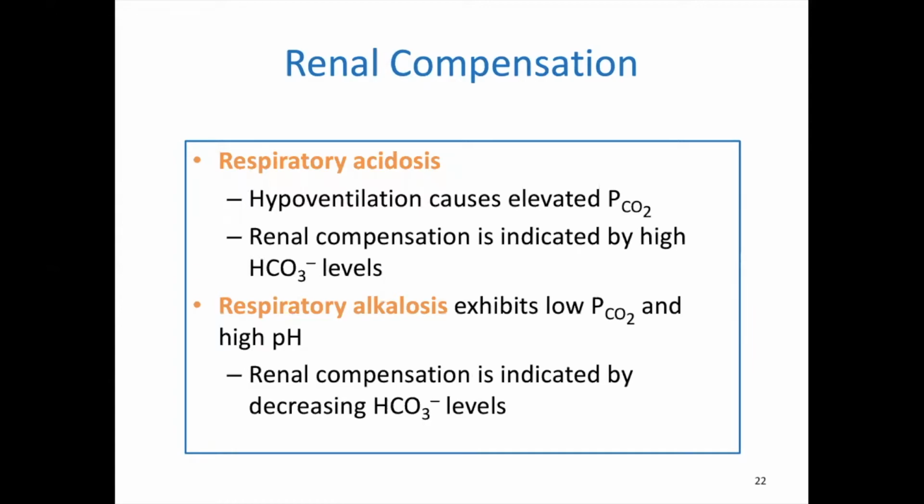So, renal compensation, if we're experiencing respiratory acidosis because of hypoventilation, and it's causing this elevated level of carbon dioxide, the renal compensation will be indicated, and it will increase our bicarbonate levels to try and compensate for that extra buildup of carbon dioxide. If we're experiencing respiratory alkalosis, with that low partial pressure of carbon dioxide and a high pH, that renal compensation is going to decrease. So we'll stop releasing so much bicarbonate in order to compensate for that, trying to keep the system balanced.